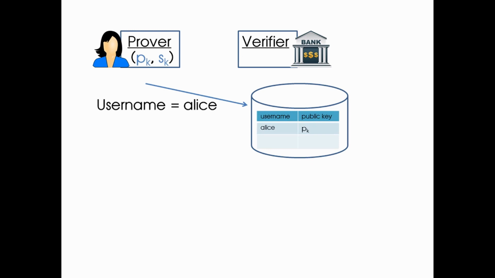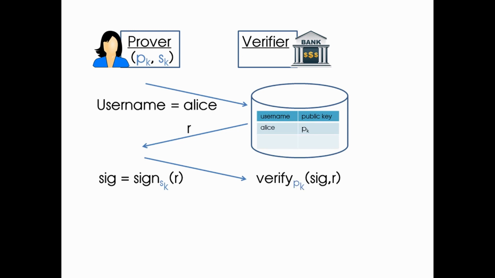So the bank is going to choose a random number and send it to Alice. Alice is going to sign this random number and send it back to the bank. The bank will take the public key and use a verification function to check that the signature on this random message is indeed done by the owner who has a secret key. So this is essentially a proof that Alice owns or knows the secret key.